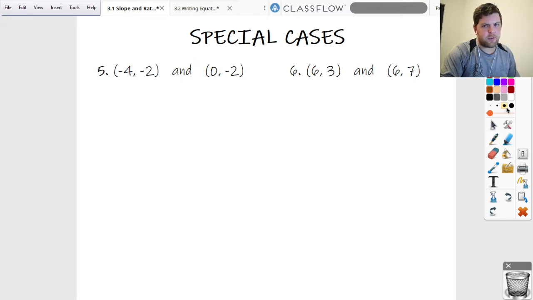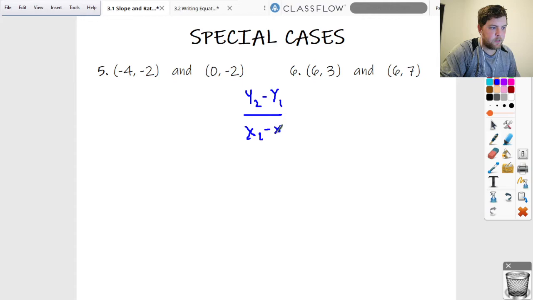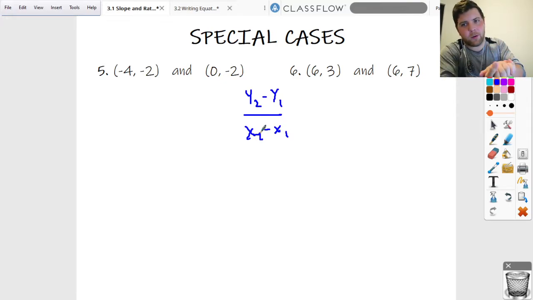Okay, so let's talk about some special cases. Given these points, we're still going to use our slope formula, which was y2 minus y1 over x2 minus x1. If you haven't noticed yet, I say this a lot. If I repeat it a bunch of times, it's going to be super important, I promise. So the slope formula: y2 minus y1 over x2 minus x1.